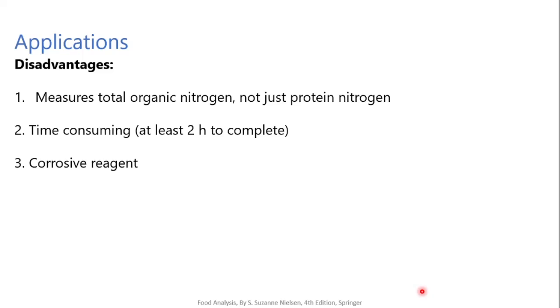Then the disadvantages. Generally this method measures the total organic nitrogen, not just the protein nitrogen. We have already seen that it measures the crude nitrogen. The method is also somewhat time consuming. It requires around 2 hours to complete, and we require corrosive reagents for the analysis or estimation. So this is all about the Kjeldahl method.